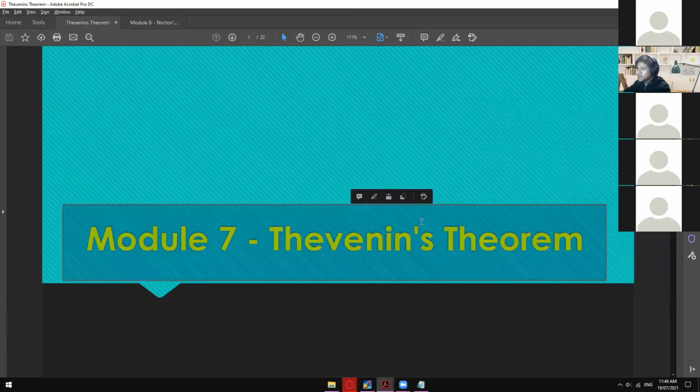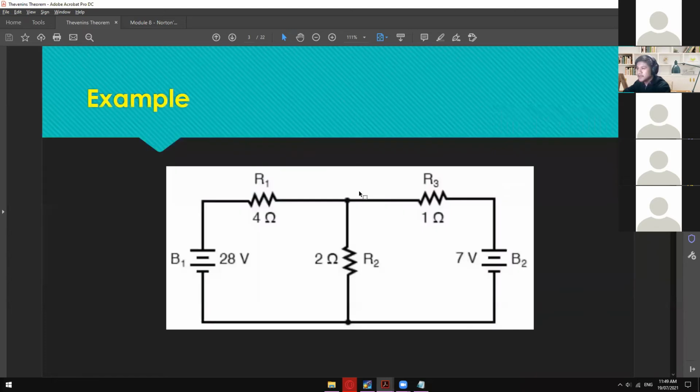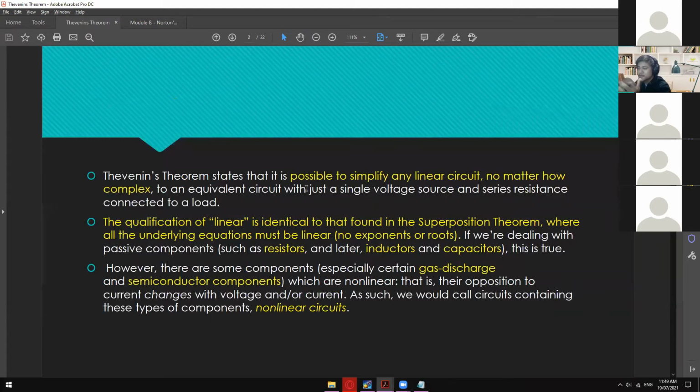All right, enough with the terminology. So let's start now with Thevenin's theorem. Thevenin's theorem is another theorem that makes it possible to simplify any linear circuit, no matter how complex it is. As long as it's a linear circuit, we can convert that into a Thevenin's circuit, and then find the RTH and the VTH, and then the individual currents and the individual voltage drops on that circuit.